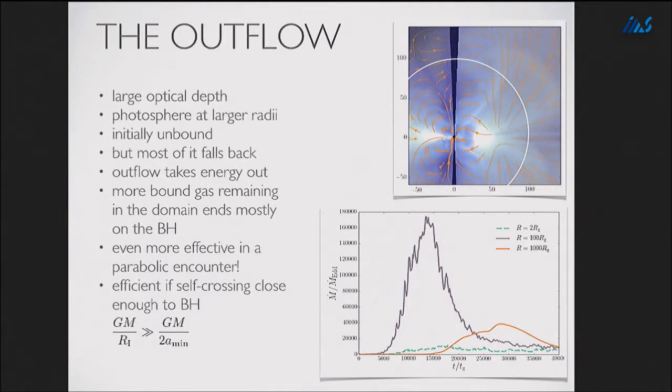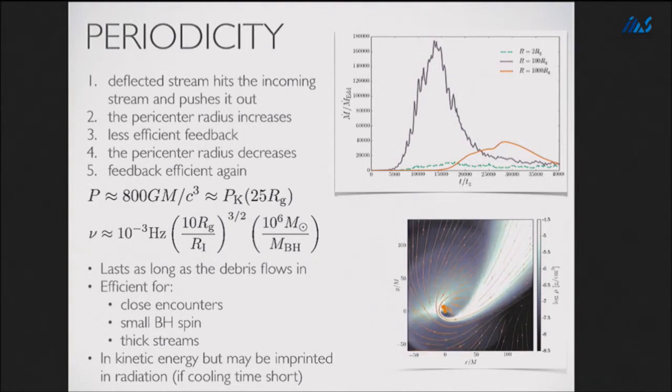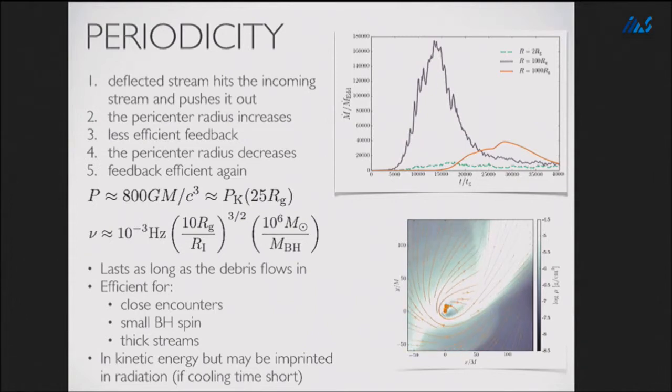Okay. So where does this periodicity come from? It comes from the following fact. We can easily imagine the following feedback loop. We have an accretion flow, a stream which is deflected. It hits the debris from more or less the same side, from the other side, but it contributes more to the angular momentum of that.